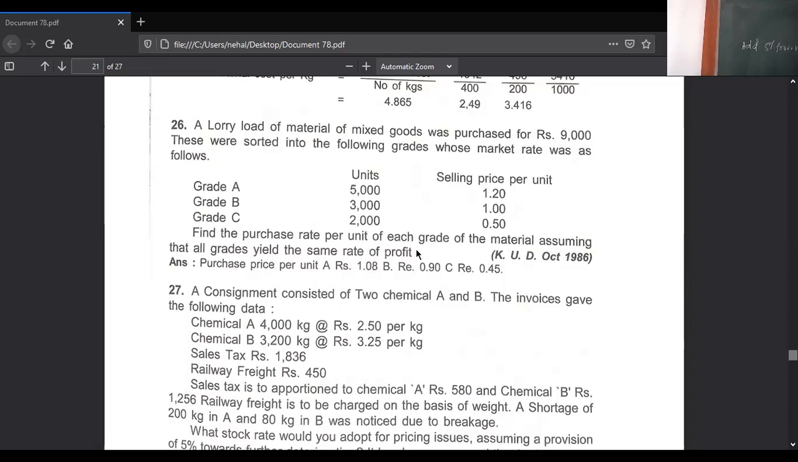10,000 is the total sale. Okay. What is the total cost? What is your cost? How many rupees you paid? 9,000. Your cost is 9,000. Your selling price is 10,000. Then what is the profit? 1,000 is profit.